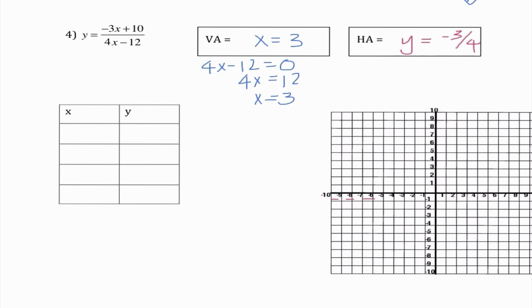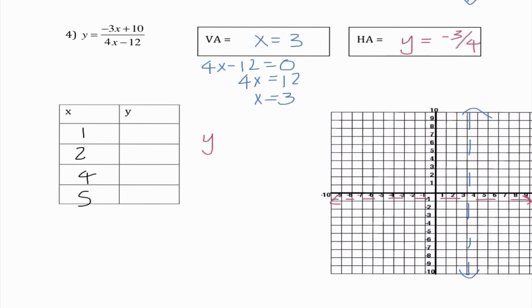So I'm going to go ahead and plot those right away on my graph. Okay, and x equals 3. There we go. So I'm going to try values like 1 and 2 and 4 and 5. And hopefully if I put those in correctly, we will find the ordered pairs.